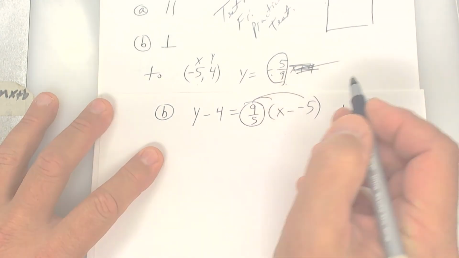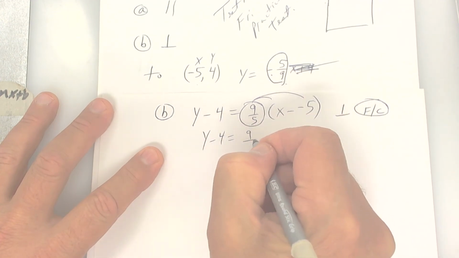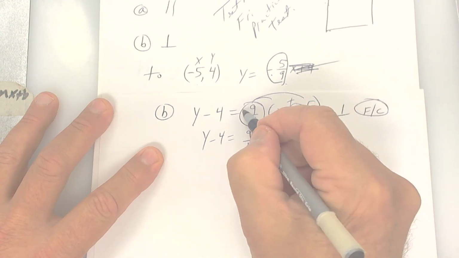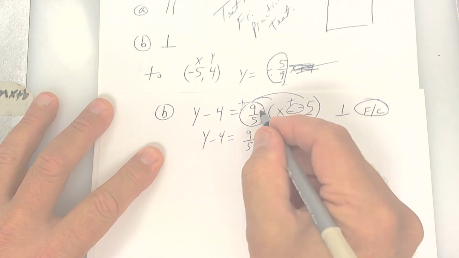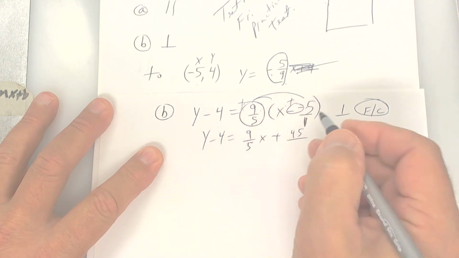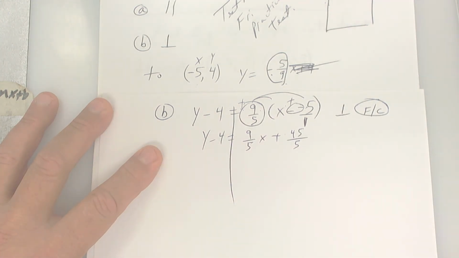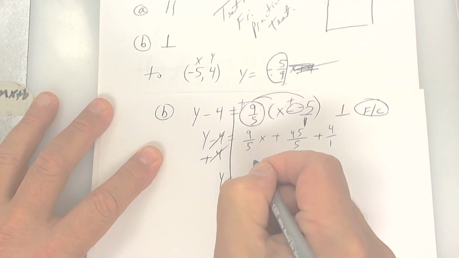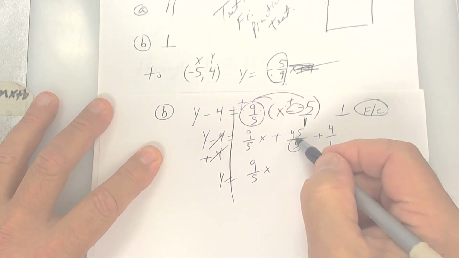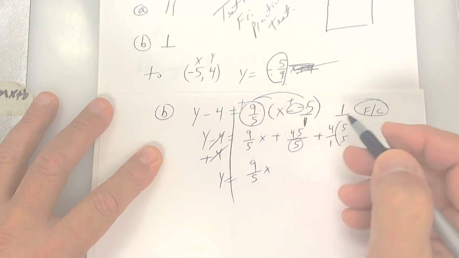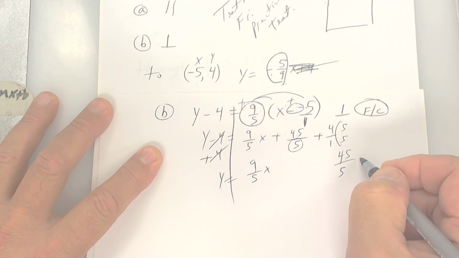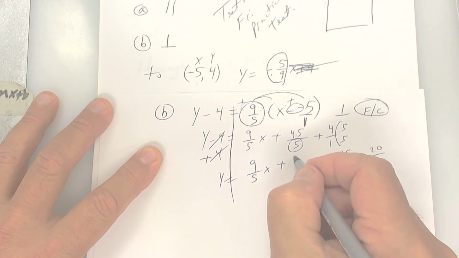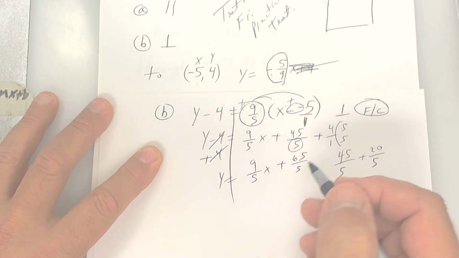Let's distribute. So you're going to get y minus 4 equals 9 over 5x. Put a 1 under here. That's a plus, double negative. Positive times a positive is still a positive, so that's going to be 45 over 5. The only thing you have to do now is add 4, so put plus 4 over 1, scratch that out. Now, see that 5? Move the 5 over here. So you're going to get 45 over 5 plus 20 over 5. That's going to be 65 over 5.